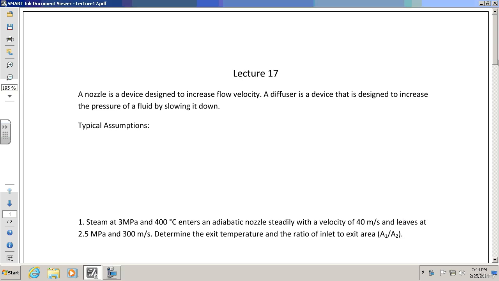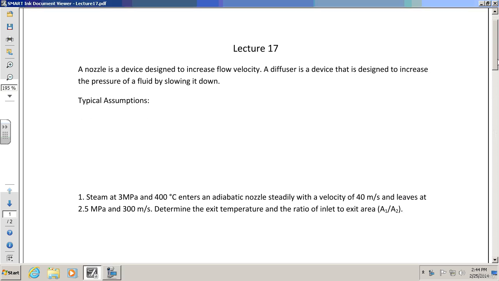Okay, now what we want to do here is start to apply the first law for control volumes. And we're going to take a look at two related types of devices, a nozzle and a diffuser. And I believe these are in your homework a little bit too. So this is handy for your homework.